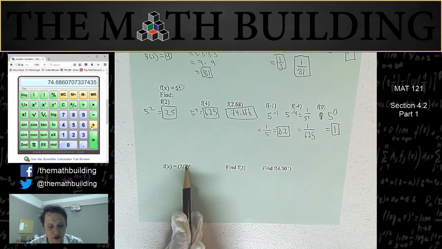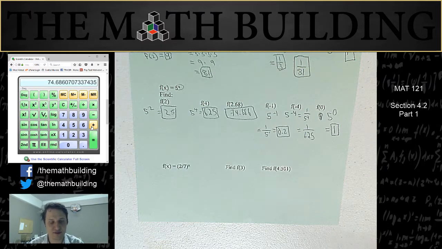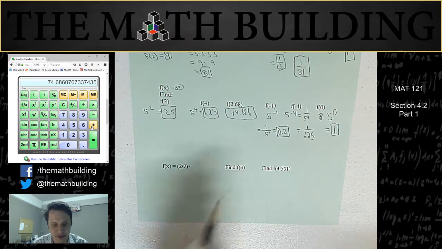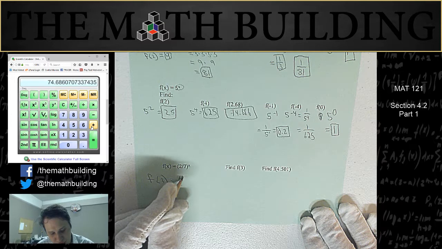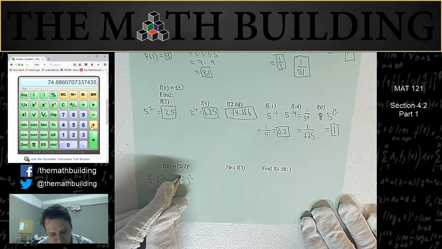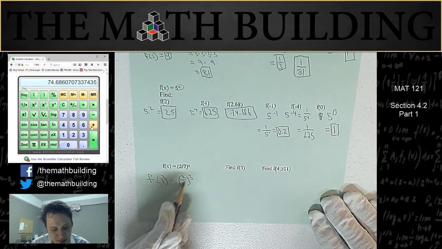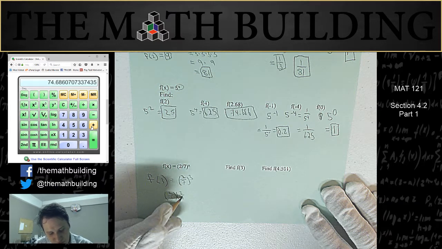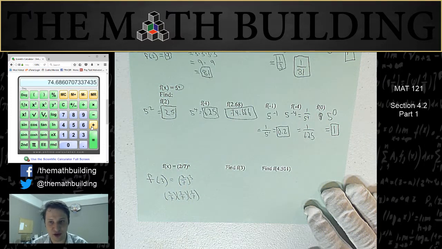Here's our function. You notice this time we have a fraction that's all being taken to that x. So 2 over 7 to the x. So what would f of 3 be? f of 3 would equal 2 over 7 to the 3. Now, I'm going to show you how to do this without a calculator and then with a calculator. Remember that this is the same as 2 over 7 times 2 over 7 times 2 over 7. That's what that means with the exponent of 3.